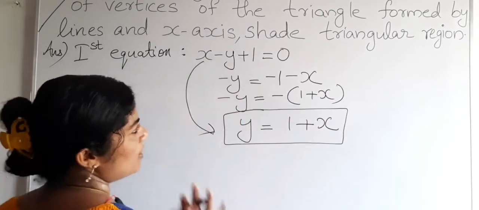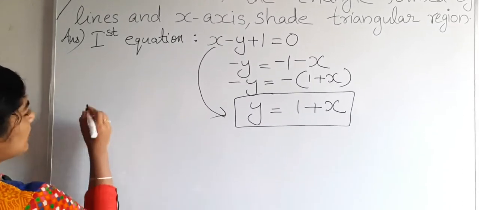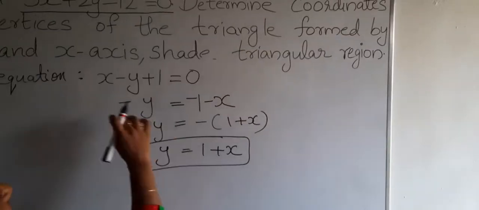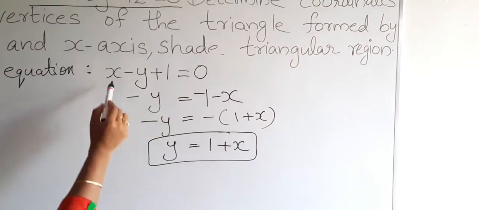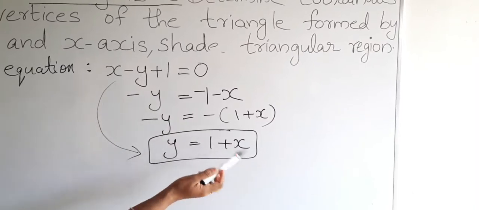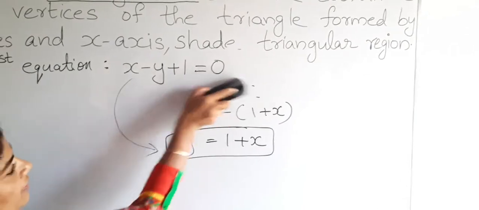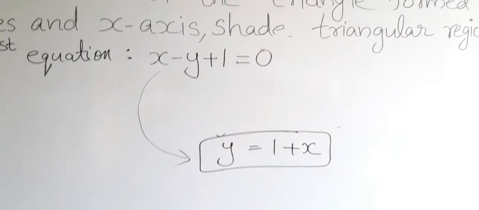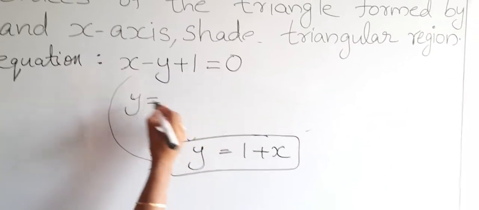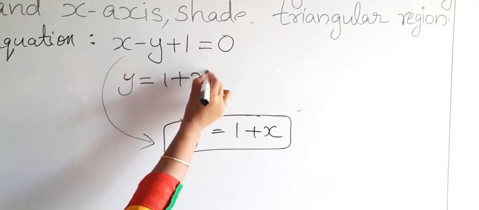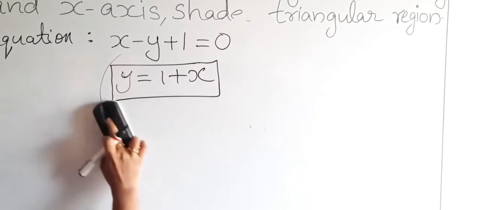These are the steps here. So this is the first equation. From the first equation, x minus y plus 1 equal to 0, we got y equal to 1 plus x. So in short, these are the steps. In short, we can write directly from the equation: y equal to 1 plus x. Directly we can write from the equation. That was the steps. Okay.